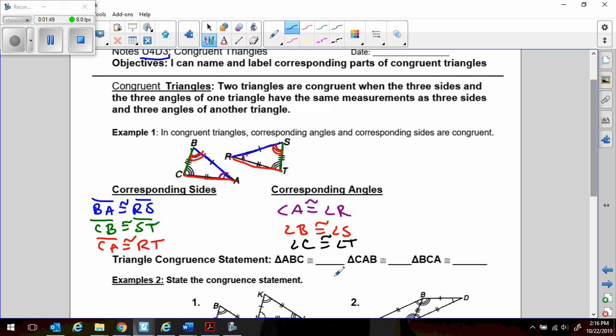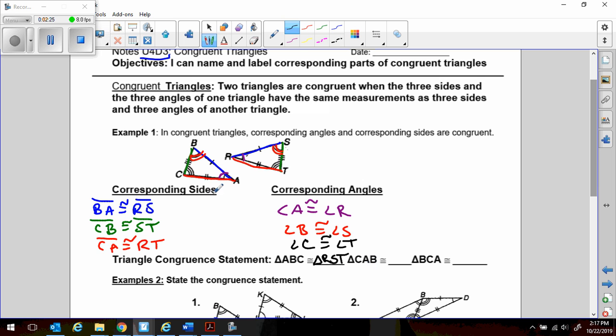So triangle congruent statement, the order matters. Your order matters. Triangle A to B to C. If we start with A, the purple arc, or the one with one arc, in the next triangle, I have to start with the purple arc also. R, draw the triangle symbol, and then R. Then from A to B. The B is the one with the red arcs, or 2 arcs. Our red arc is S. RS, my last letter is going to have to be T.